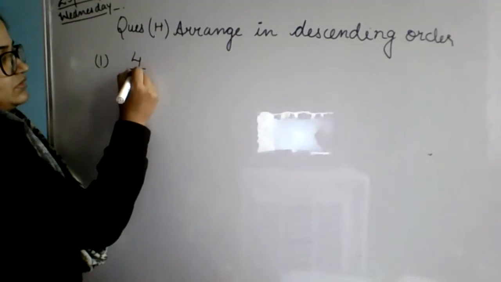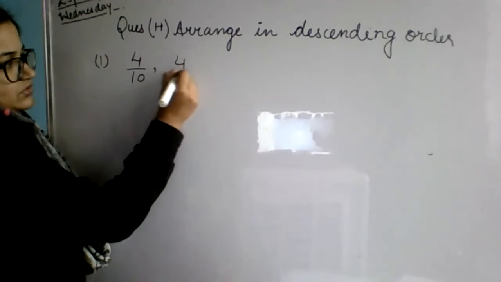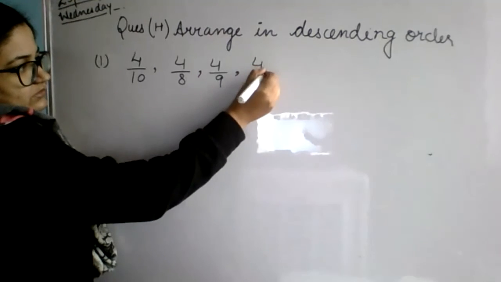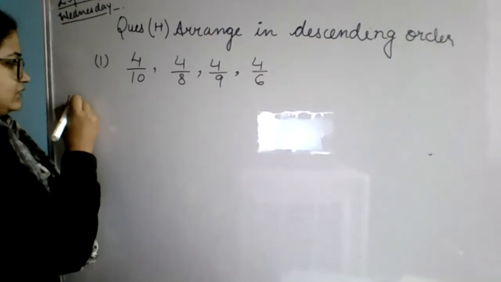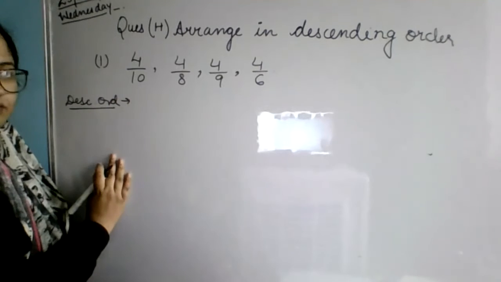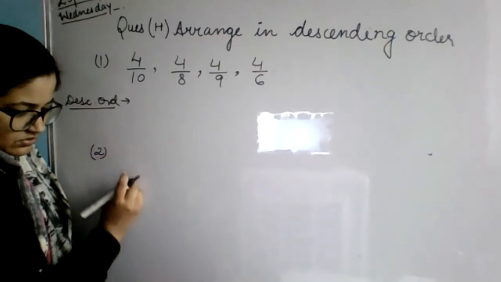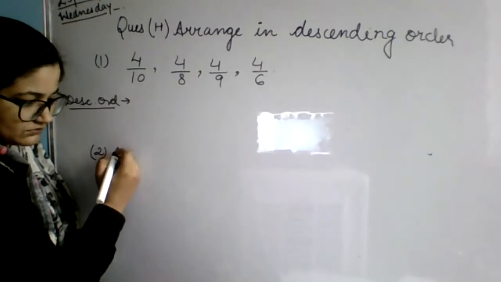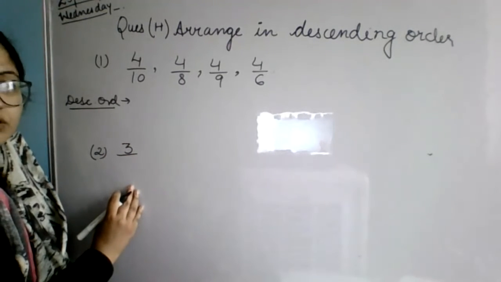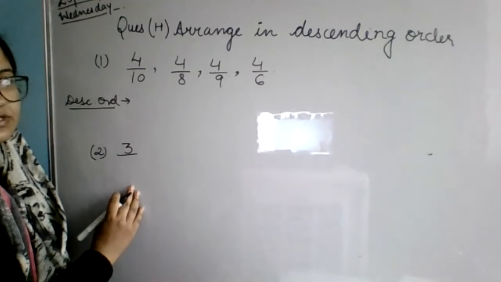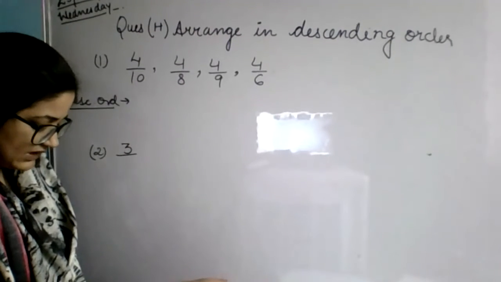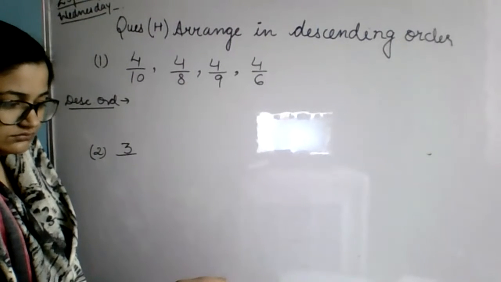Okay, ma'am. 4 upon 10, 4 upon 8, 4 upon 9, 4 upon 6. Right here, descending. Okay, question 1. Now question 2, you have to write here. Ma'am, if the denominator is different, so we have to write the biggest one. Yes, yes. Biggest denominator should come first. Sorry. No. Biggest denominator will come at last. Okay, ma'am.